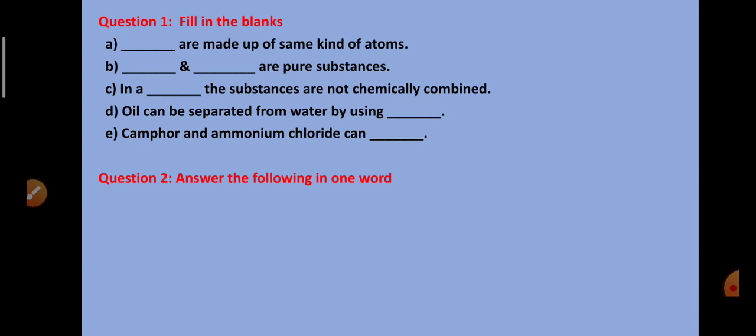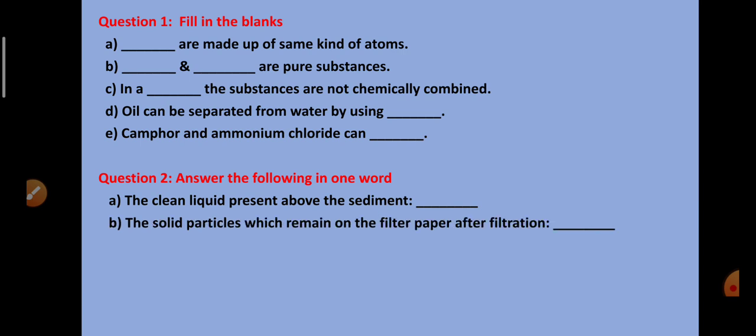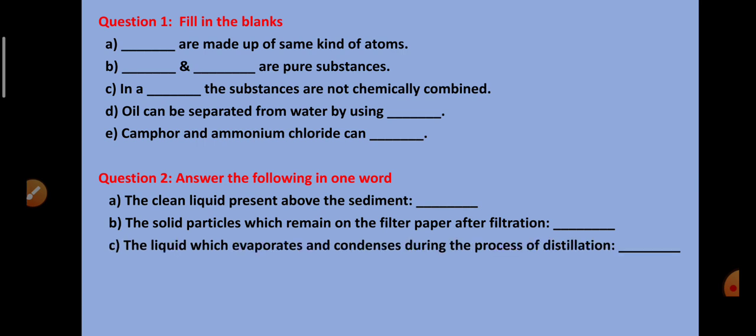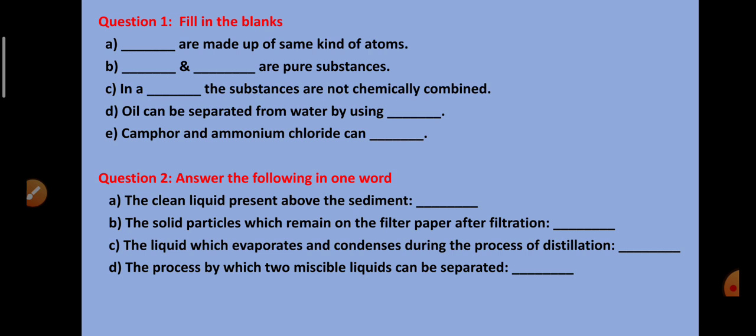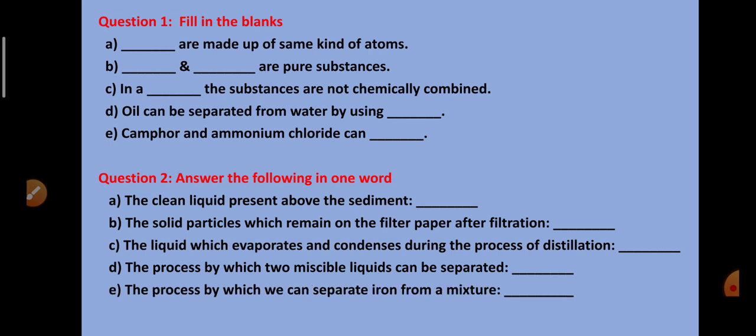Second question is answer the following in one word. The clean liquid present above the sediment. The solid particles which remain on the filter paper after filtration. The liquid which evaporates and condenses during the process of distillation. The process by which two miscible liquids can be separated. The process by which we can separate iron from a mixture.